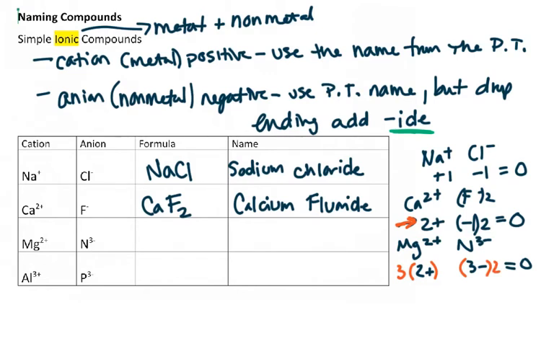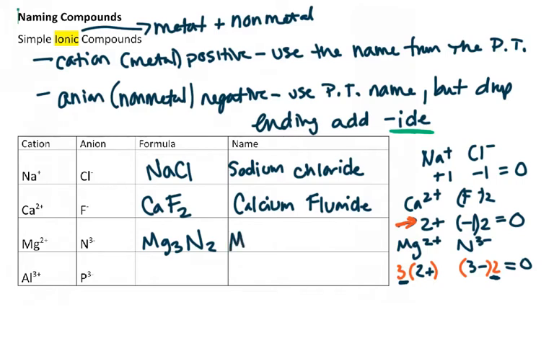So that's going to give me +6 and -6, which is going to equal 0. So when I write my formula, I'm going to start with magnesium and write Mg, and then I'm going to say how many magnesiums do I have? I have 3 of them. And then I'm going to write nitrogen. And how many nitrogens do I have? I have 2 of them. So Mg3N2. So that's how I figured that out.